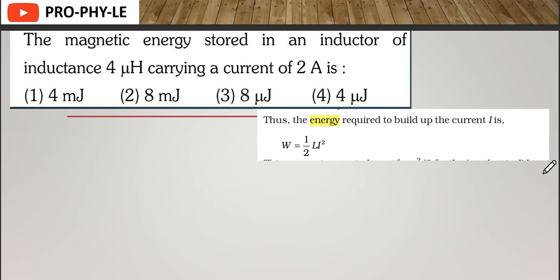Now just look at this. Magnetic energy stored in an inductor, that formula is half L i square. So that will be half, L is 4 into 10 to the power of minus 6, into 2 square. So 2 gets cancelled. We'll have 8 into 10 power of minus 6, or 8 microjoules.